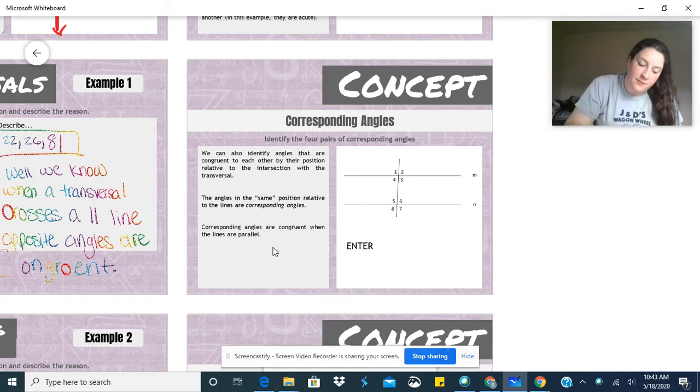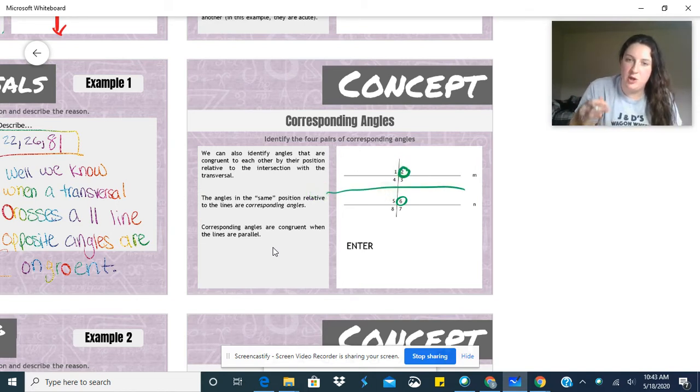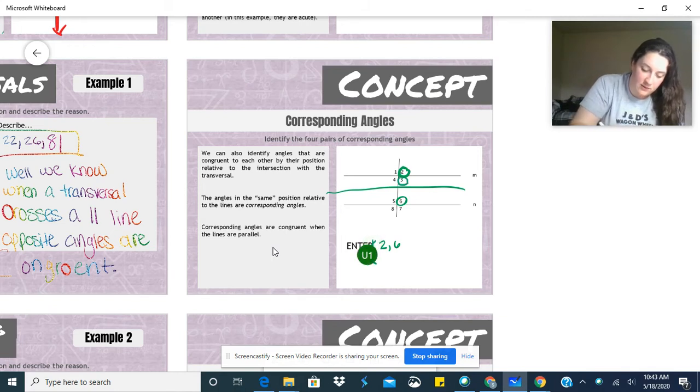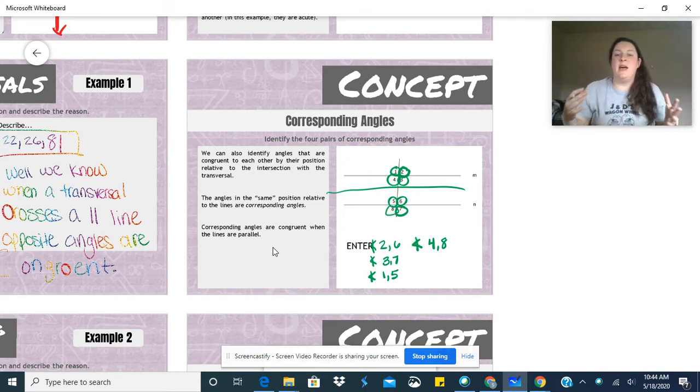So if you were to look at this set of angles, you can see that 2 and 6, if this was to be cut in half and you were to put the bottom half on top of the top half, those angles would be in the same position. So 2 and 6, angles 2 and 6, angles 3 and 7, angles 1 and 5, and angles 4 and 8 are all in the same relative position, which means that they are congruent or equal to one another.